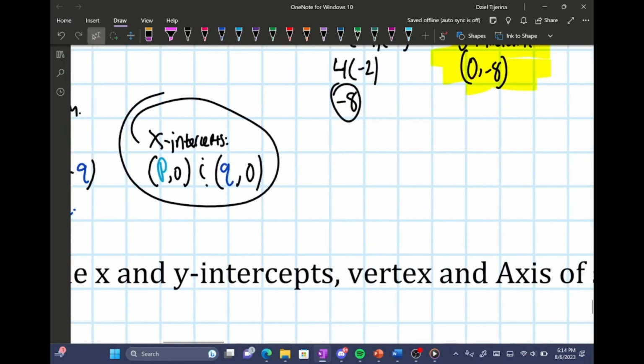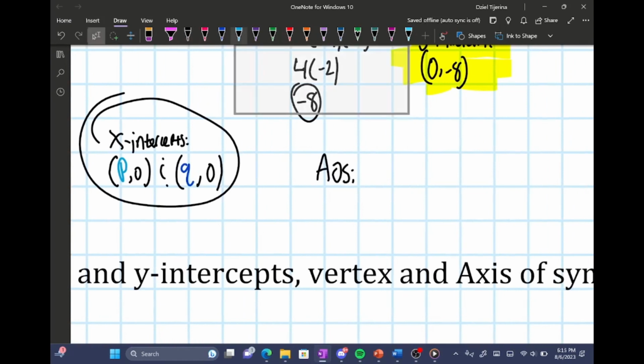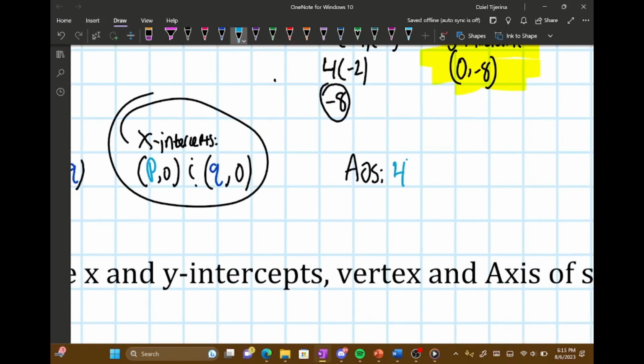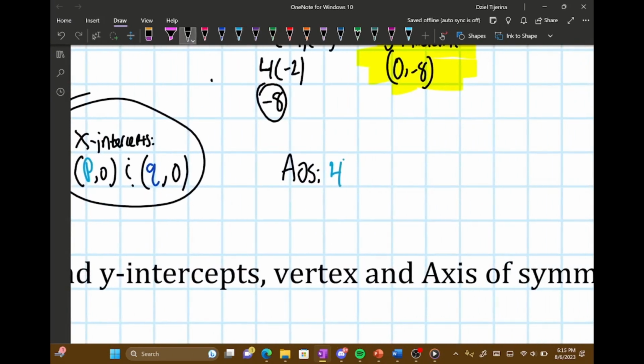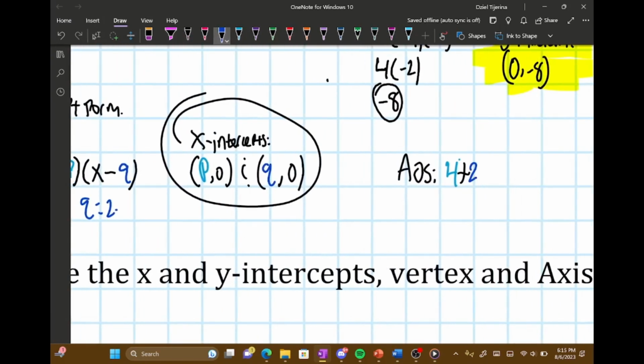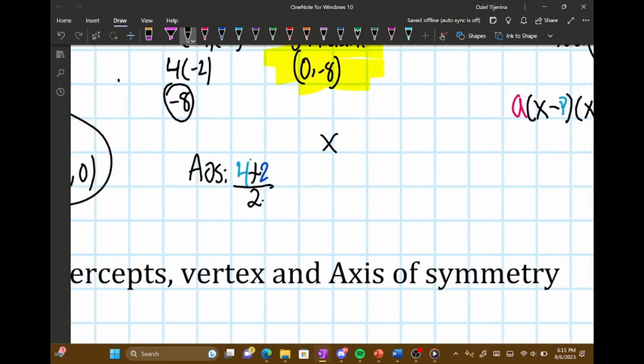So when we find the axis of symmetry, we can clearly state the following. We can say 4 plus 2 over 2. So we know that it's going to be x equals 4 plus 2 over 2, which is 6 over 2, which is equal to 3. So our axis of symmetry is x equals 3.